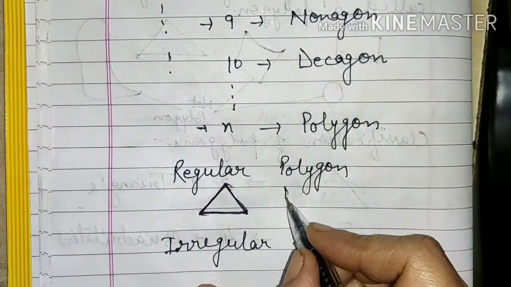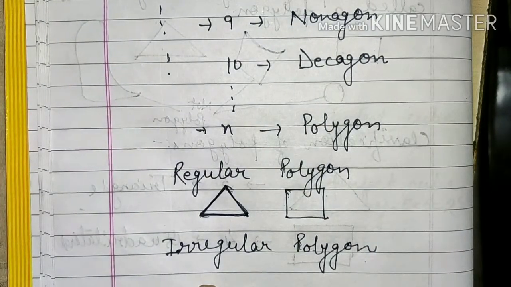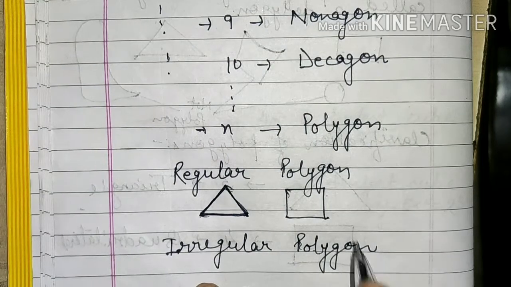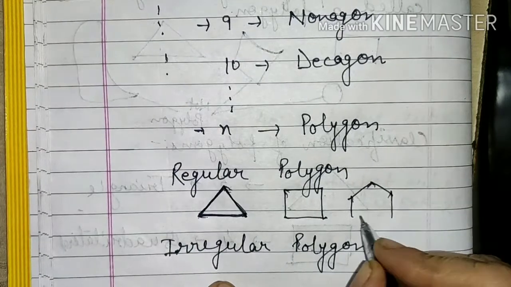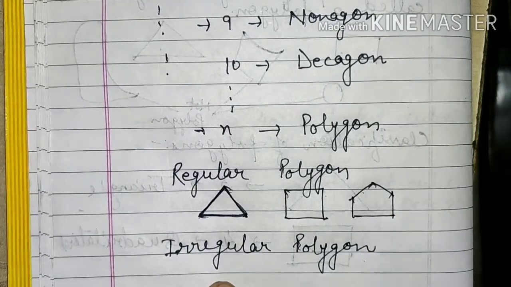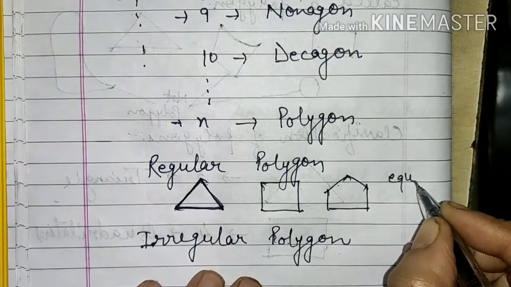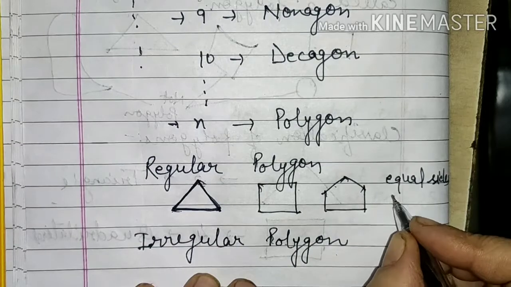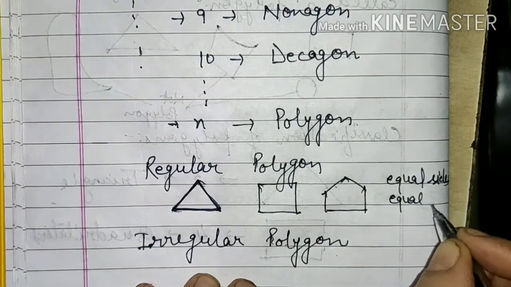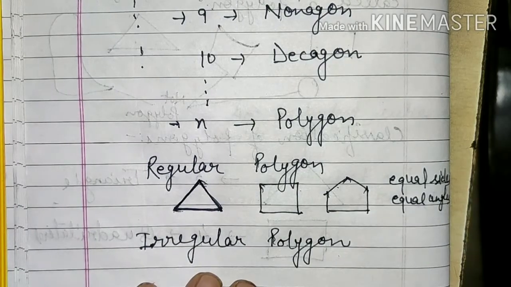If we are talking about 4 sides, that means we are talking about a square. If we are talking about a pentagon, that means a regular pentagon, meaning all sides are of equal length and all angles are equal. The word regular is meant for equal sides and equal angles. These are your regular polygons.